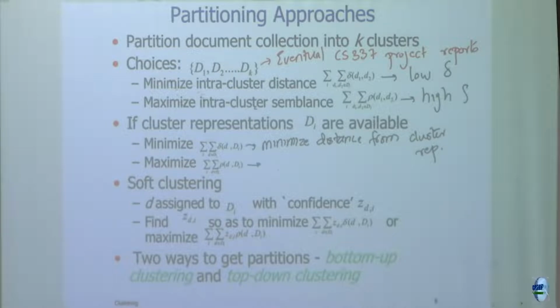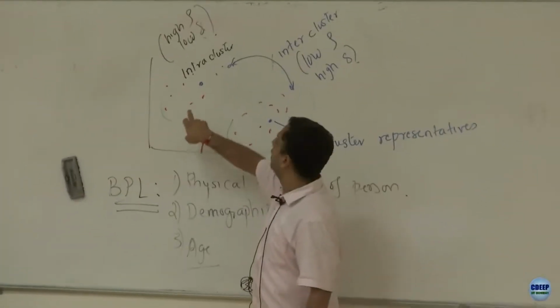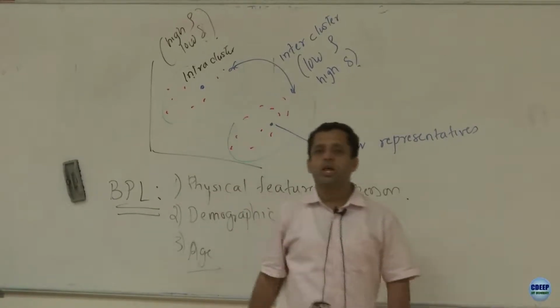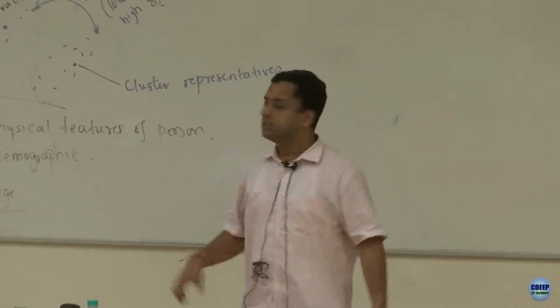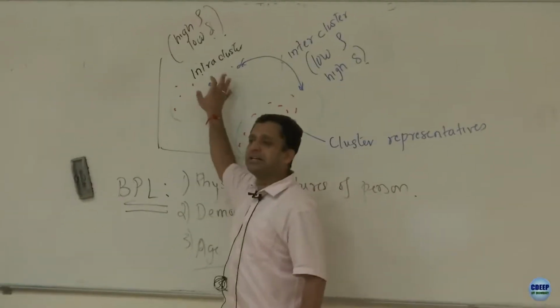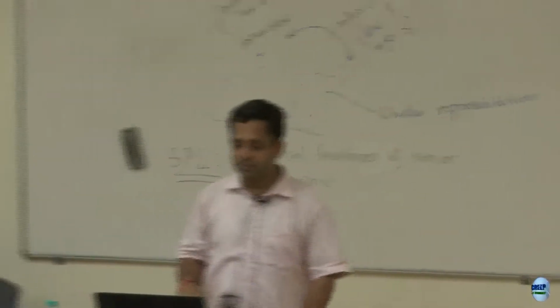Or you might maximize similarity with respect to the cluster representative. There is one more choice you can have. When a point gets assigned, a red point gets assigned to a green cluster or to a blue cluster representative, how much should it be assigned? Small, large? So does every red point belong to the cluster to the same extent, or is there a difference in the degree? That's also a confidence score.